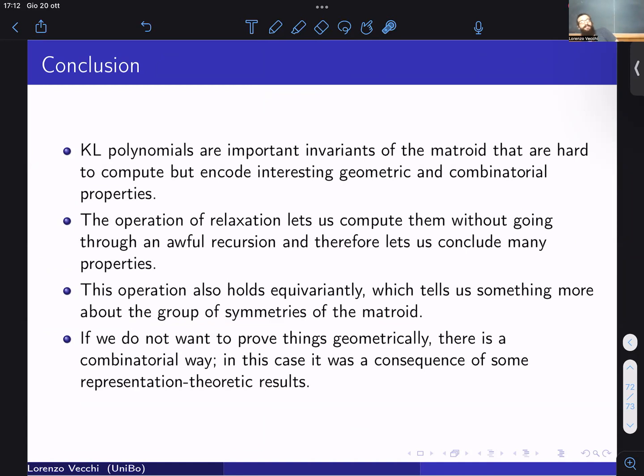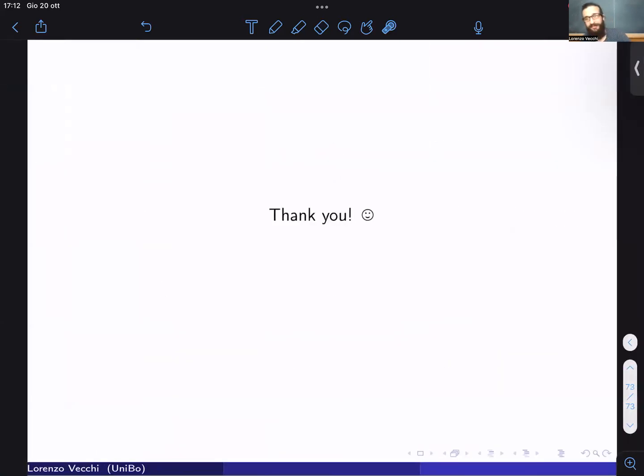And then this gives us hope, because there were some theorems that were only proved geometrically, but in this case, we were able to find a combinatorial way. But anyway, this combinatorial way was actually the shadow of some representation theoretic results. So we proved them only with combinatorics, but then we understood that they were a consequence of something deeper from algebra. And with this, I thank you very much for your attention.